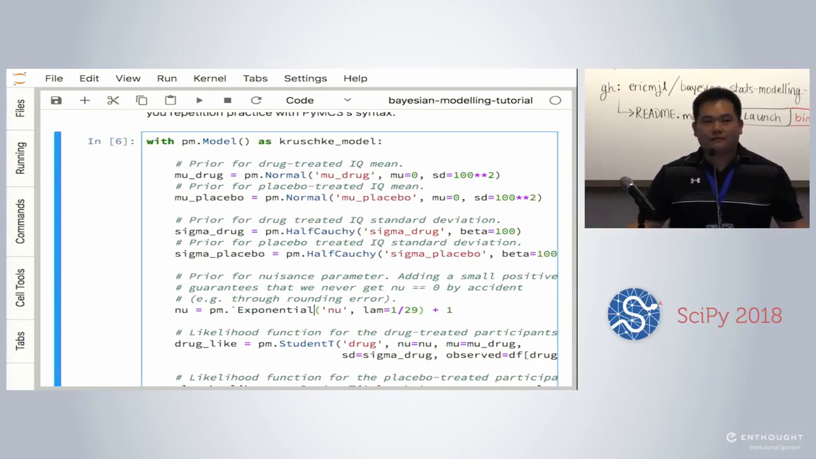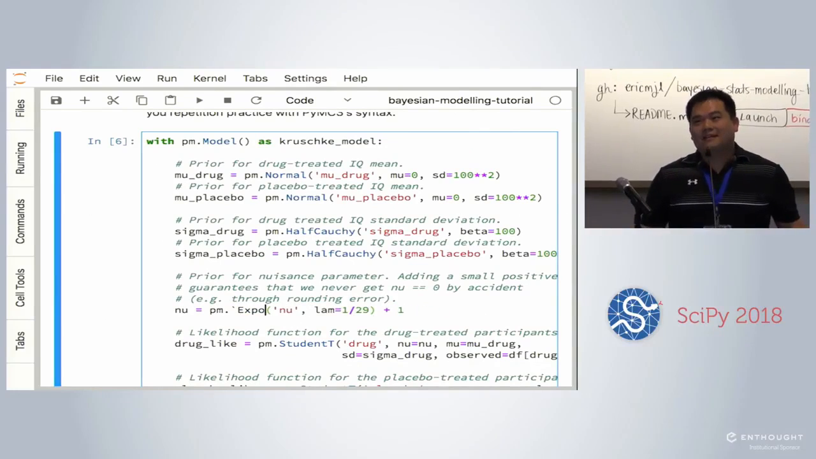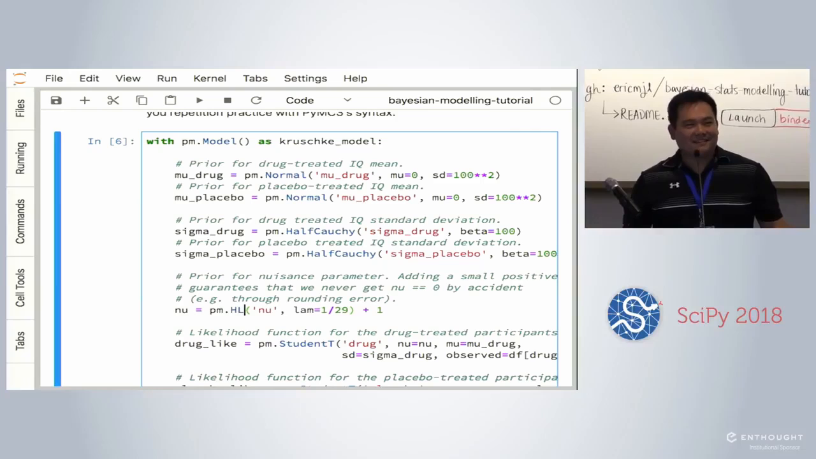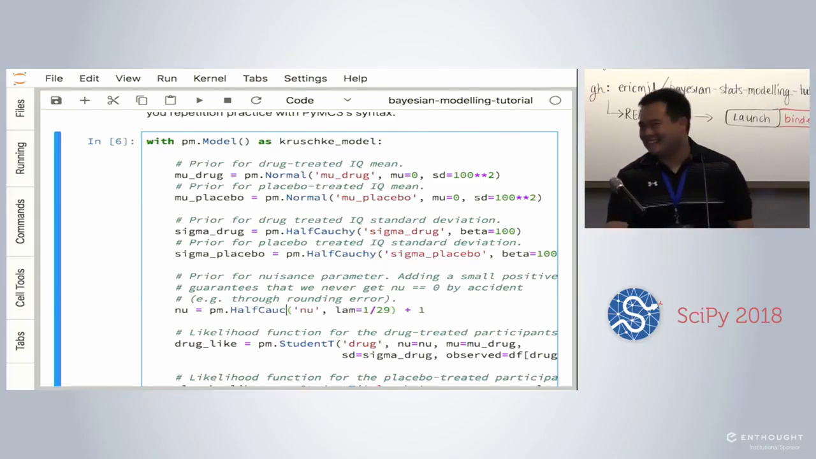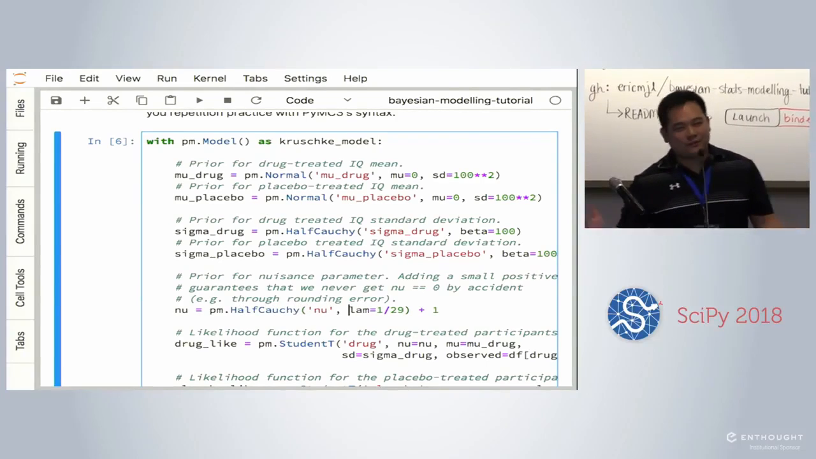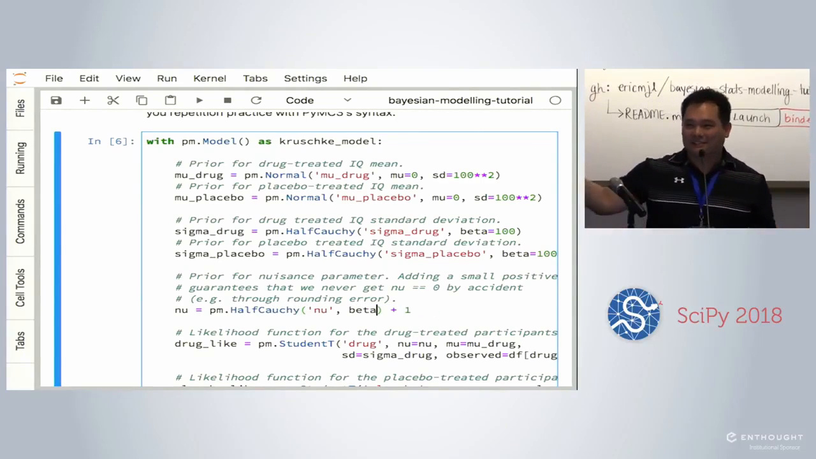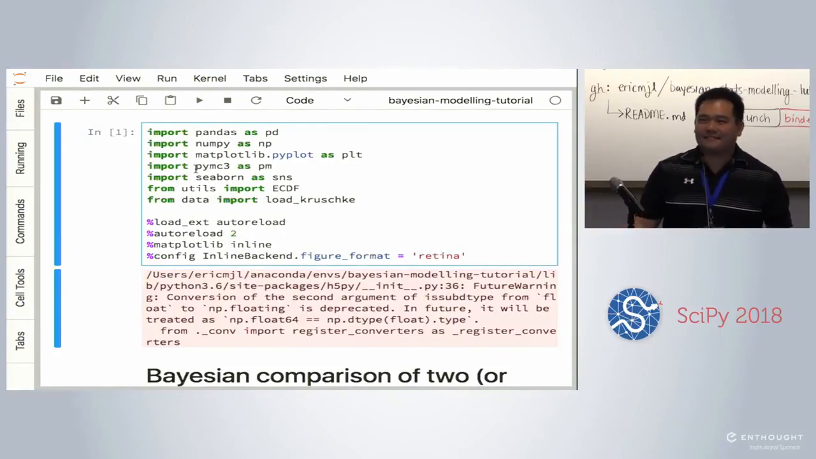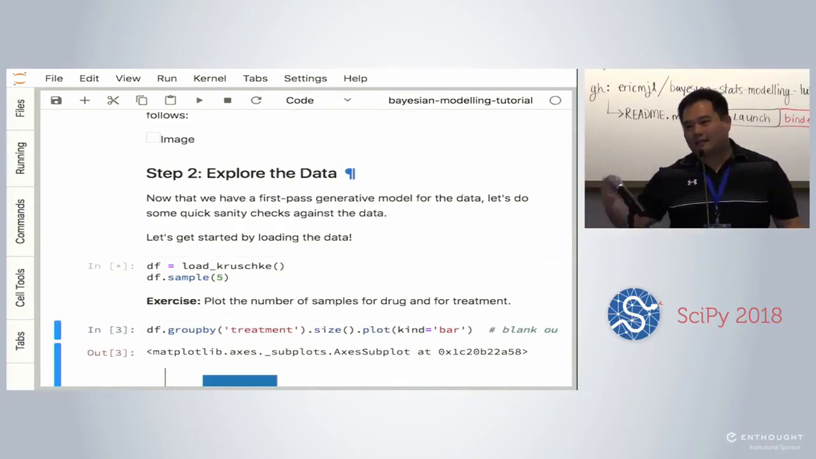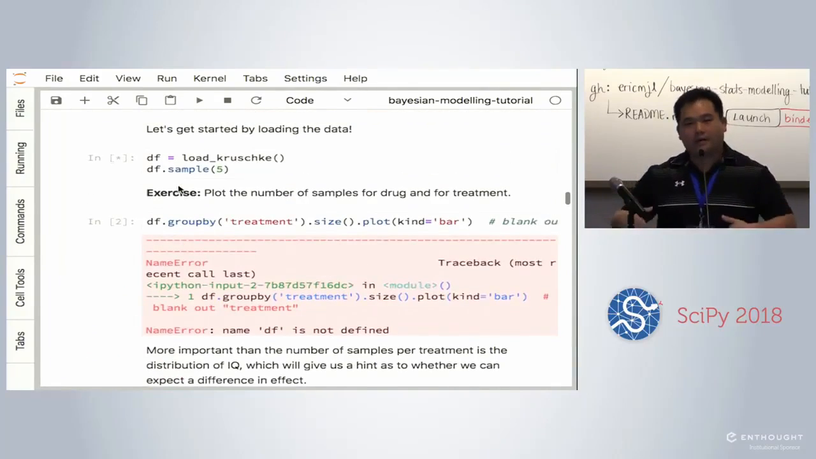Yep, absolutely. And the reference for this is John Kruschke's paper. It's called BEST, the best method: Bayesian estimation supersedes the t-test. I don't know if the acronym was intentional by John Kruschke. But yeah, and I think we've referenced it at the bottom of this notebook.